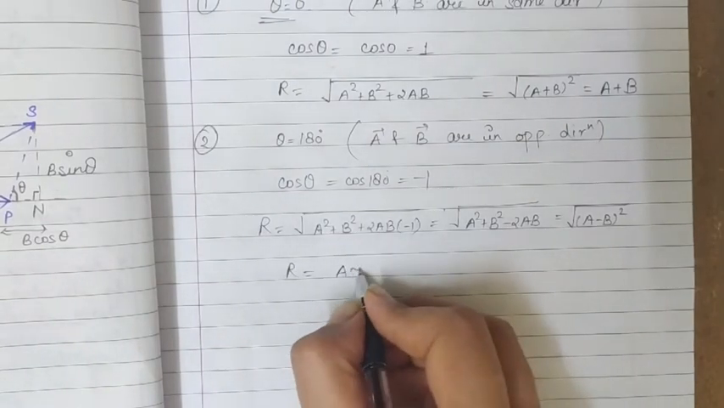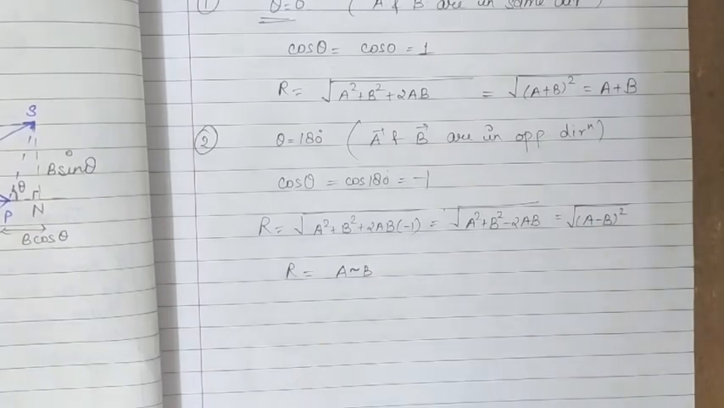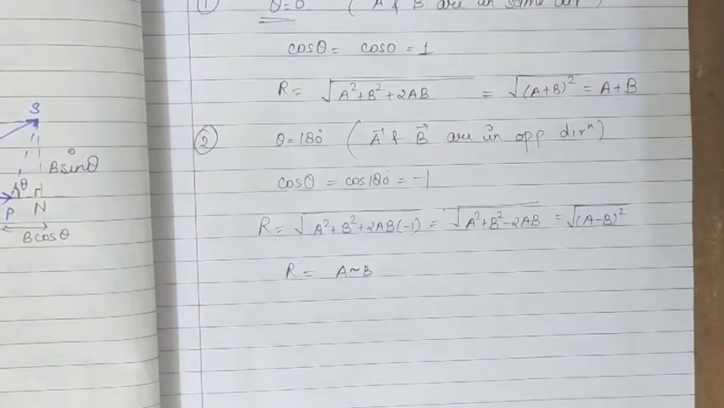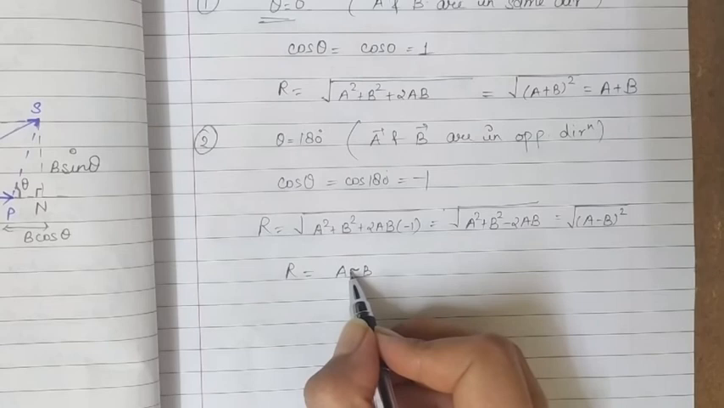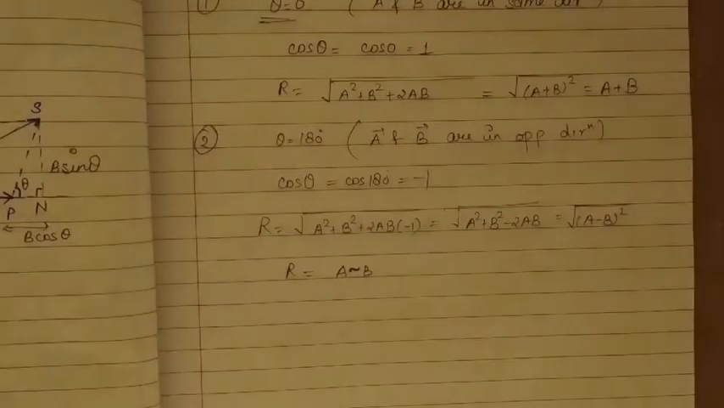Now it is actually a difference of magnitudes. We have to take the answer in positive. If A is greater than B, then it is A minus B. If magnitude of B is greater than A, then it is B minus A. That's why I am not using the sign of negative. Instead of that, I am using the sign of difference.